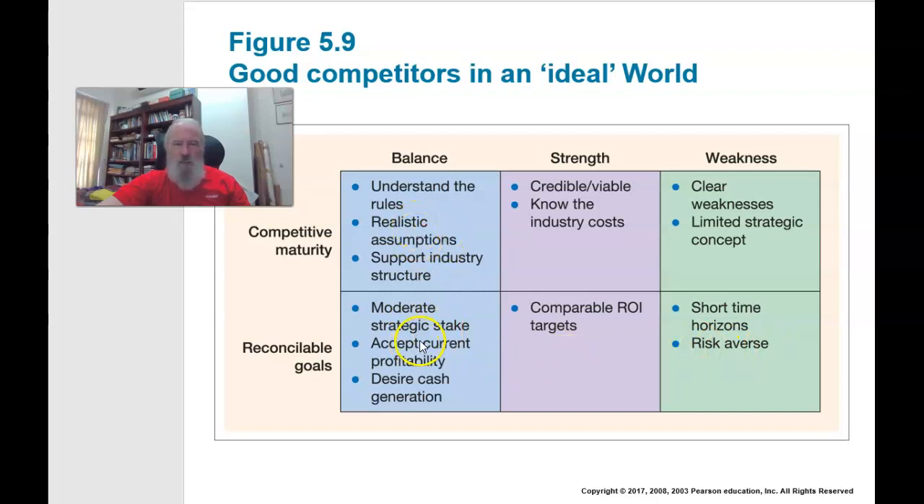Everything else, if you read it, is all about supporting the status quo. I understand the rules. My assumptions are realistic. I support the current industry structure. I accept current profitability. I just want to make money. I just want the easy life. I don't want to make things difficult, and I'm risk averse. And they understand industry costs, which means they're not going to do something stupid. So that's an ideal competitor. Don't think I've ever seen one.